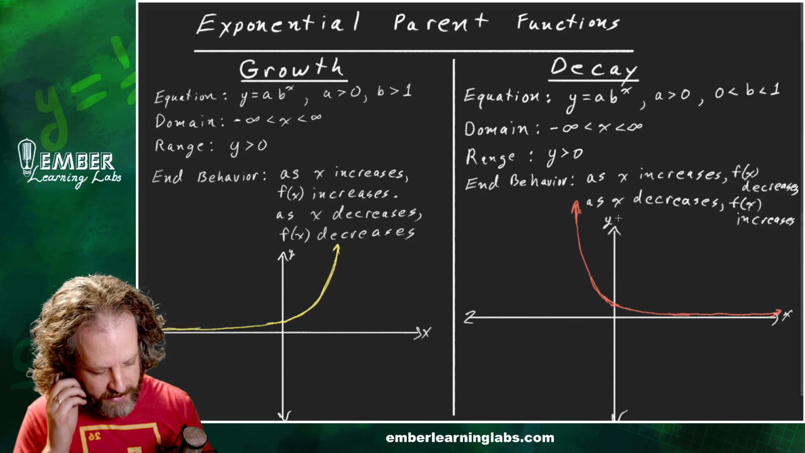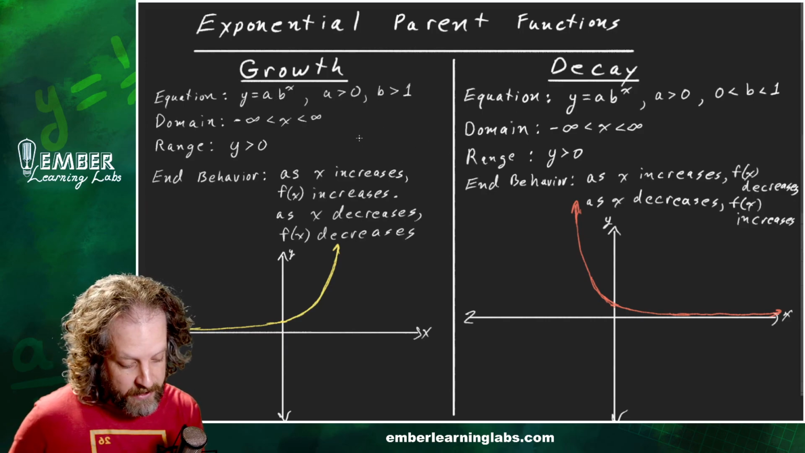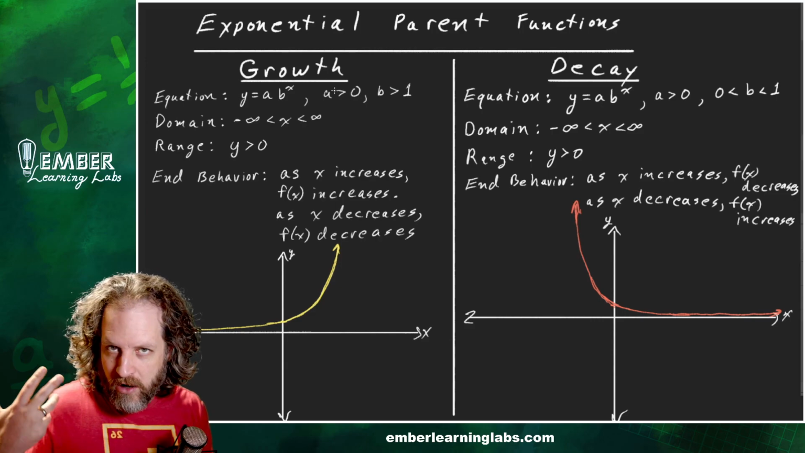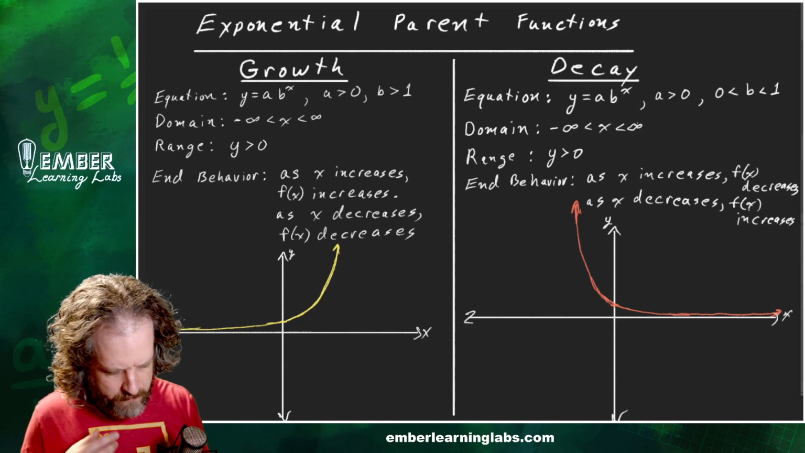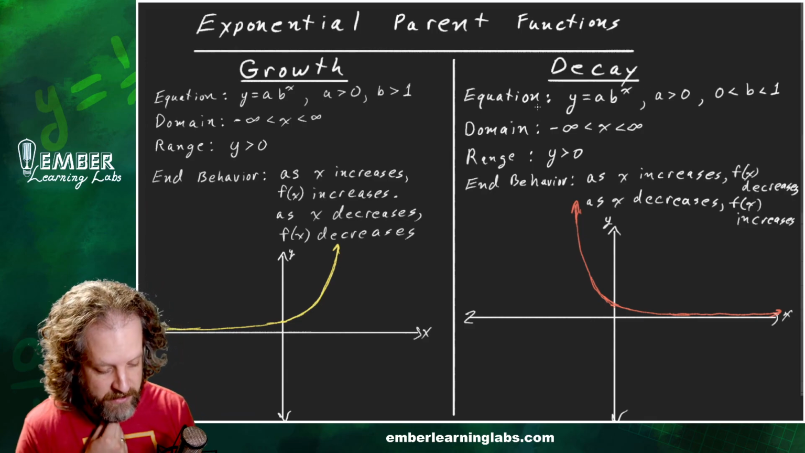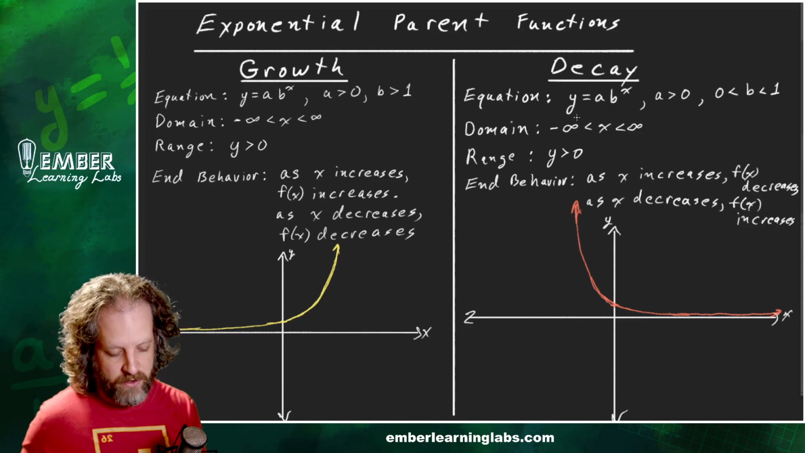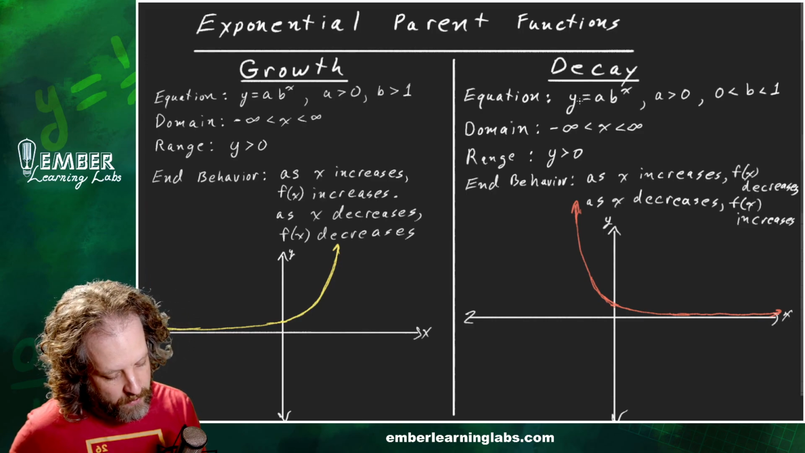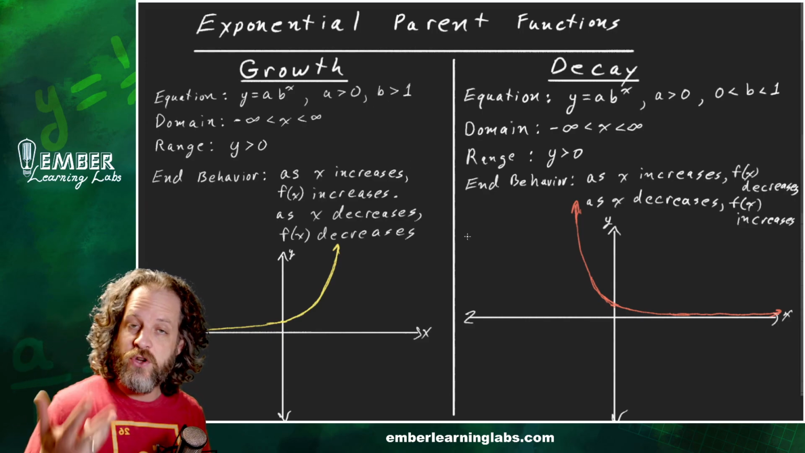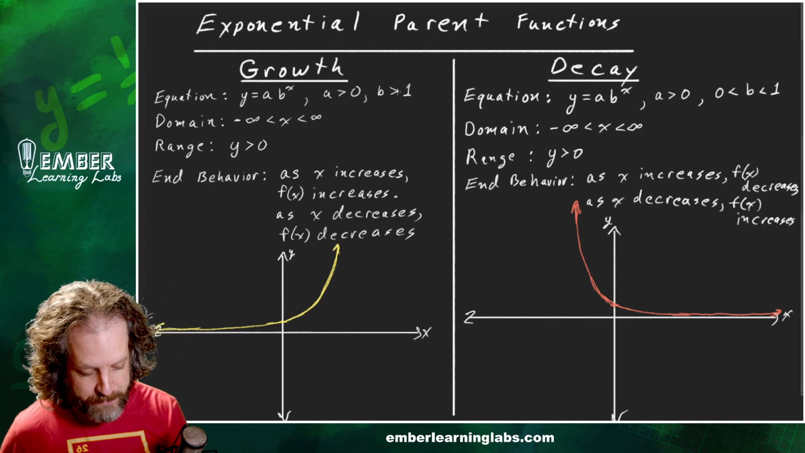The biggest difference on the top bit is that the domain and range are the same, but the equation differs. Now a has to be greater than 0 on both of them, so it can't be 0. For a growth function, b has to be greater than 1. So 2, 5, 20 million, 2.3, right? Something that's bigger than 1.